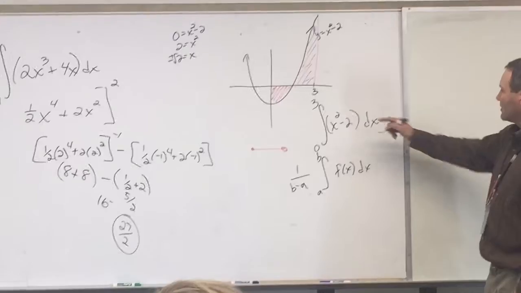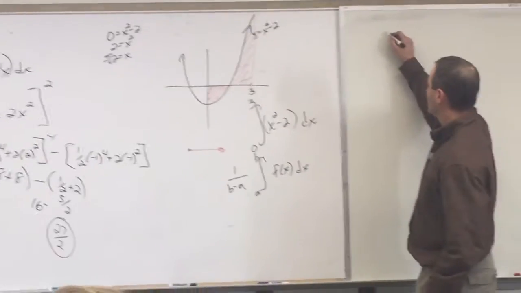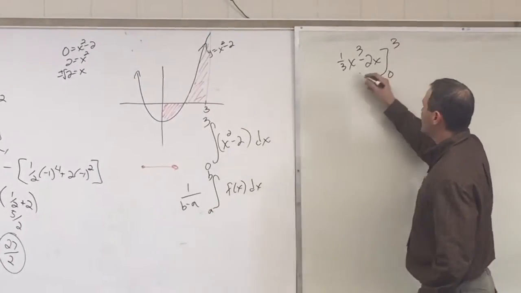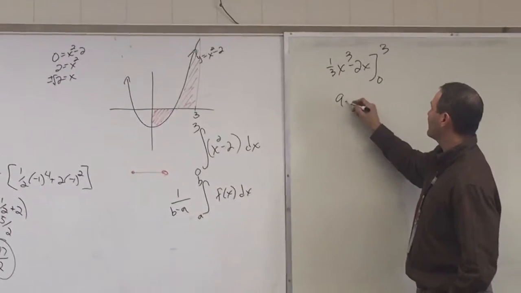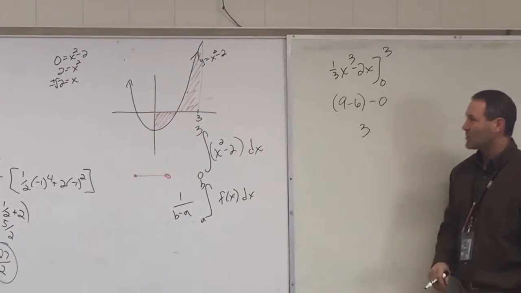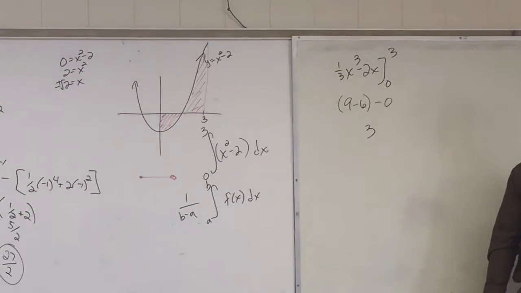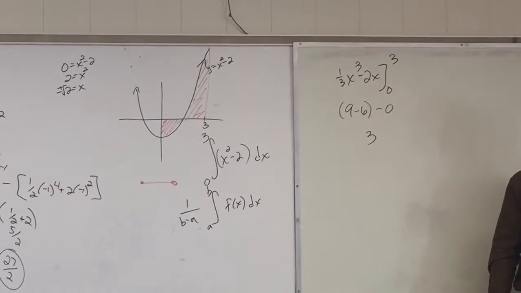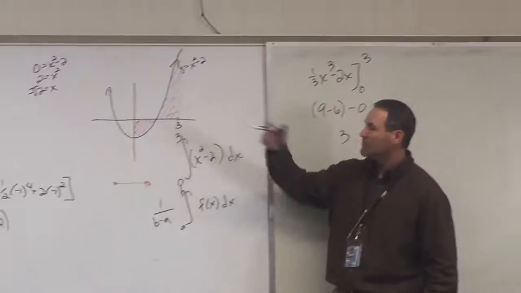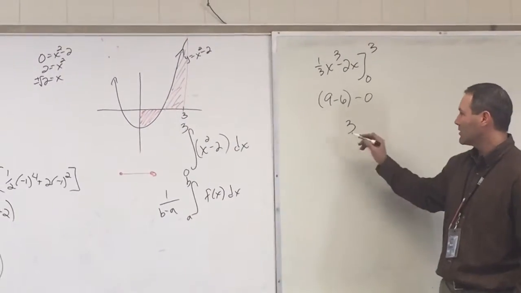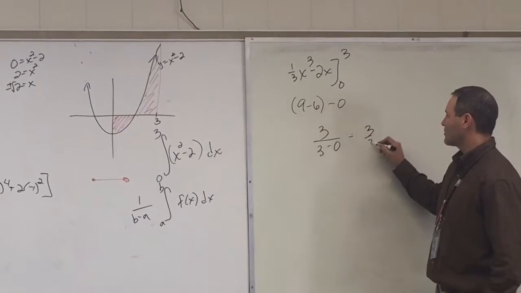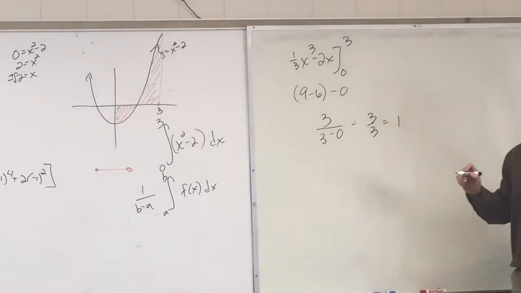So let's figure out: 1/3 x cubed minus 2x from 0 to 3. 27 over 3 is 9, minus 6. So actually the area is 3, right? So what would the average be? It'd be over 3 minus 0, so 3 over 3, which is 1. Okay, so that's the average.